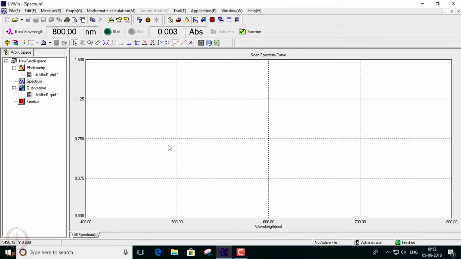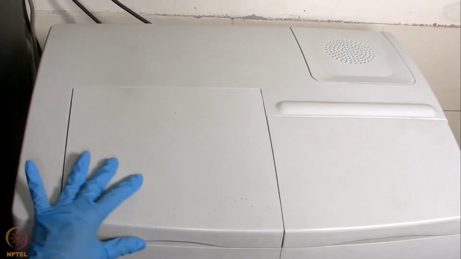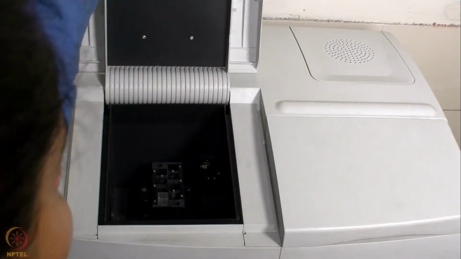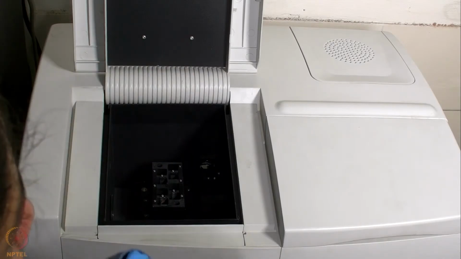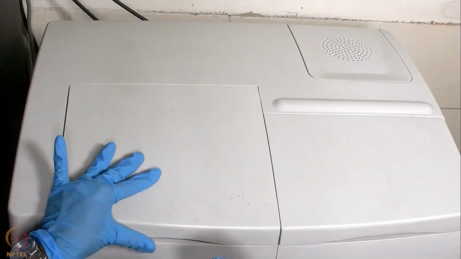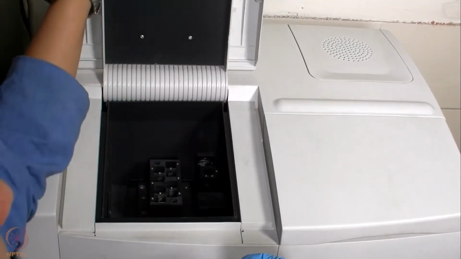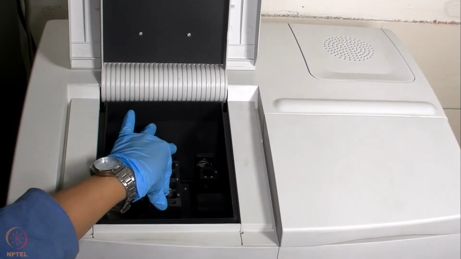Now that the baseline correction is done, we will be proceeding with our sample, which is rhodamine B solution of concentration 10 to the power minus 5 molar. We will be removing the cuvette that we had already kept here, and we will be inserting a cuvette containing the sample whose absorption spectrum we have to record. Now we will be keeping the sample that we had prepared and recording the absorption spectrum for this sample of rhodamine B.